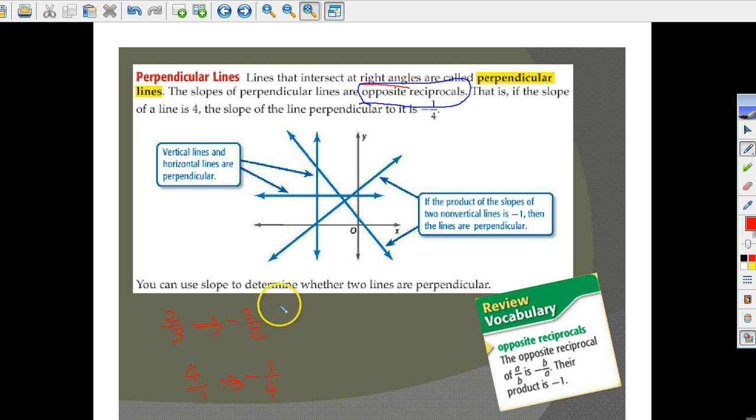Okay? One more example. If I have, let's say, negative 1 over 5, change the sign. Now it's going to be a positive. Upside down, 5 is the same as 5 over 1. So these two slopes will be perpendicular. Alright, so opposite reciprocals: the opposite reciprocal of a over b is negative b over a, because their product is negative 1.